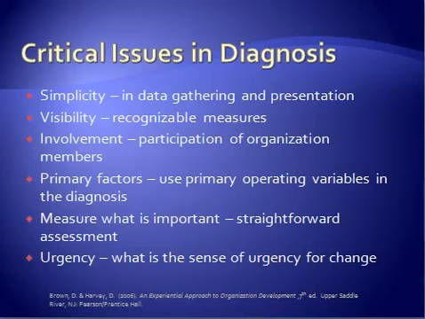Primary factors are important because those are the operating variables that you're going to be using in the diagnosis, and you don't want something out on the perimeter. You want to focus on what it is you need to measure. It goes without saying that you should measure what is important. A very straightforward assessment will help reduce the complexity when it comes to the actual diagnosis and interacting with your client. Another issue is urgency. Basically, you need to gauge what the sense of urgency is within the organization for any particular change. The more urgent, the greater the motivation to work towards change.